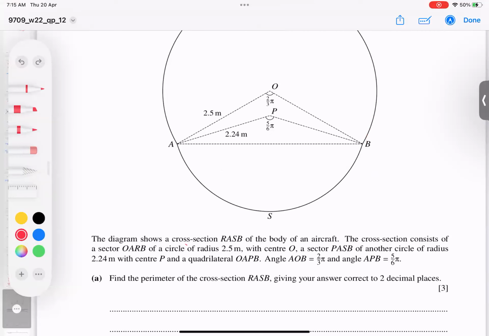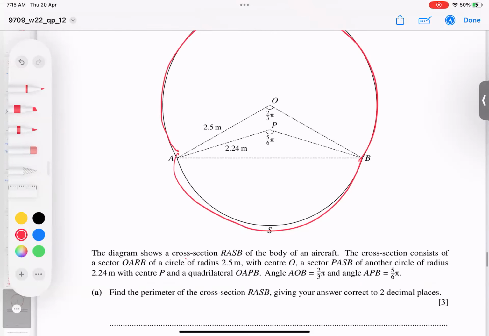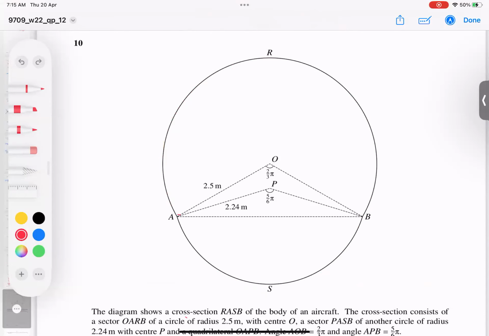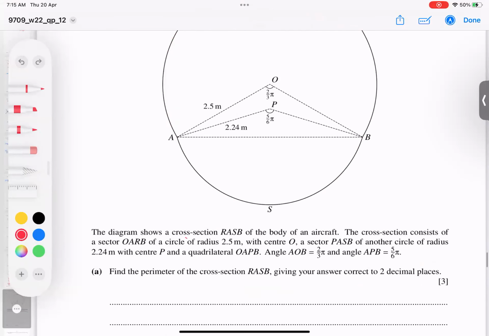What is the first part asking us? Find the perimeter of the cross-section RASP, giving the answer to 2 dp. He is asking for both arc lengths, so add them. The perimeter is actually equal to S. What is the formula of arc length? S is equal to r theta. So I'm writing r theta plus r theta.